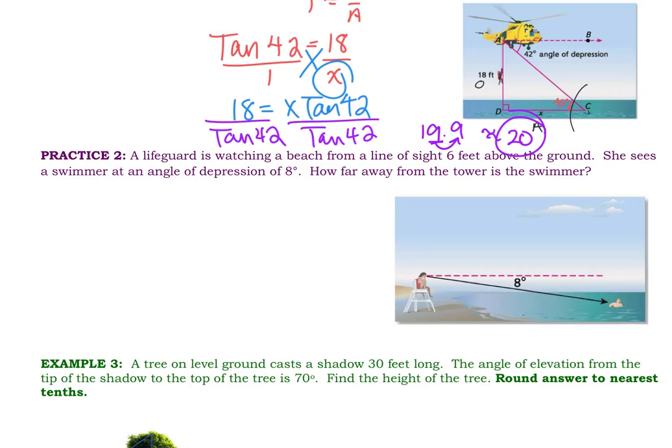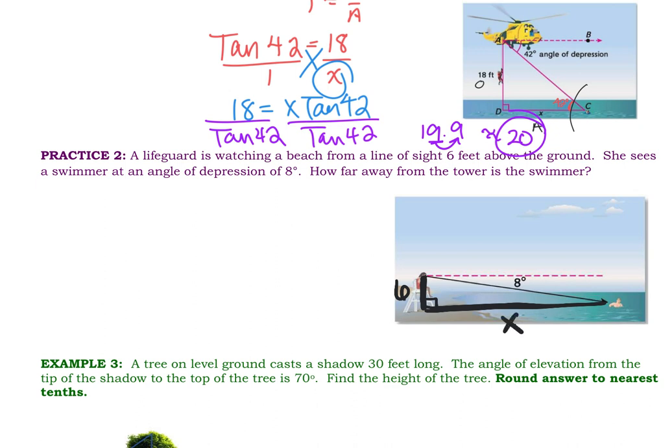So this is how high up the lifeguard is. It says the lifeguard is watching a beach from a line of sight 6 feet above the water. So he's 6 feet above the water. Okay, and she sees a swimmer at an angle of depression of 8. The question is, how far from the tower is the swimmer? So I'm going to make a triangle because every picture is going to end up being a triangle. So the question is, am I going to look for the hypotenuse or the other leg? The other leg. They want to know how far the swimmer is from the tower.